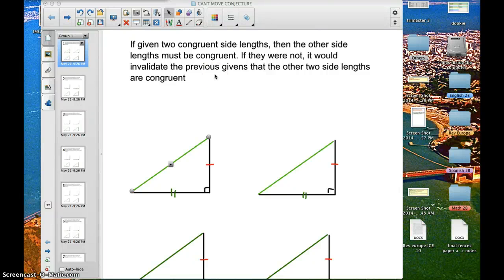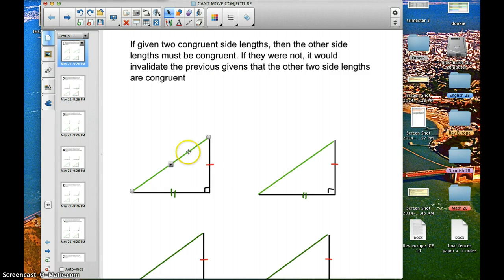Okay, I'm gonna try to prove my can't move conjecture. Like the title, can't move conjecture. Okay, so if given two congruent side lengths, then the other side lengths must be congruent. If they were not, it would invalidate the previous givens that the other two side lengths are congruent.